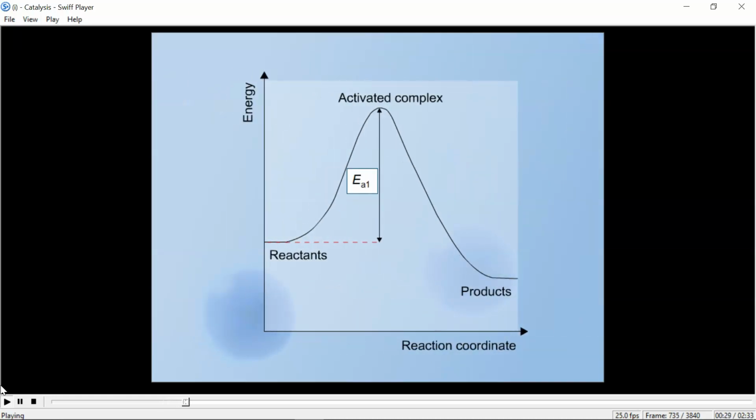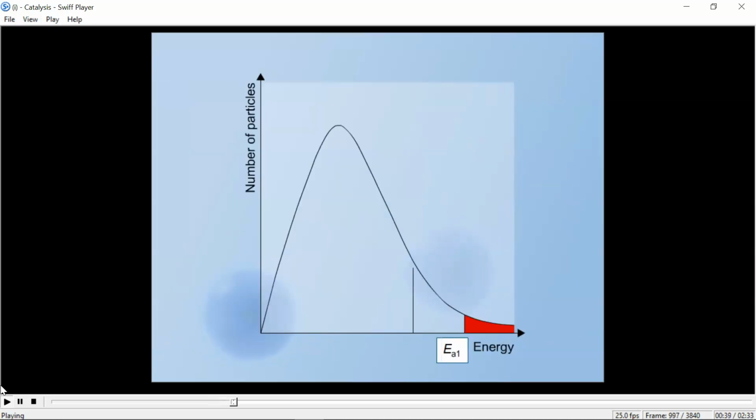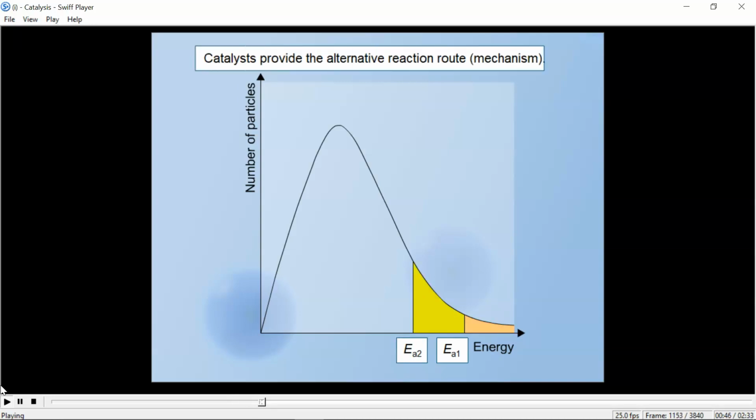What happens when the reaction is carried out in the presence of a catalyst? Catalysts lower the activation energy for the reaction. Now many more molecules have an energy level exceeding the new, lower value of the activation energy. The number of effective collisions increases, and the reaction rate rises.